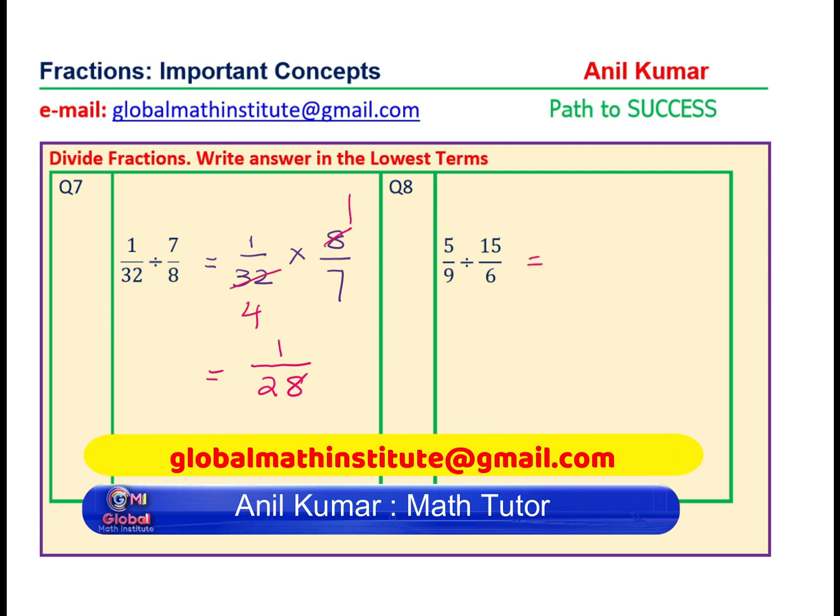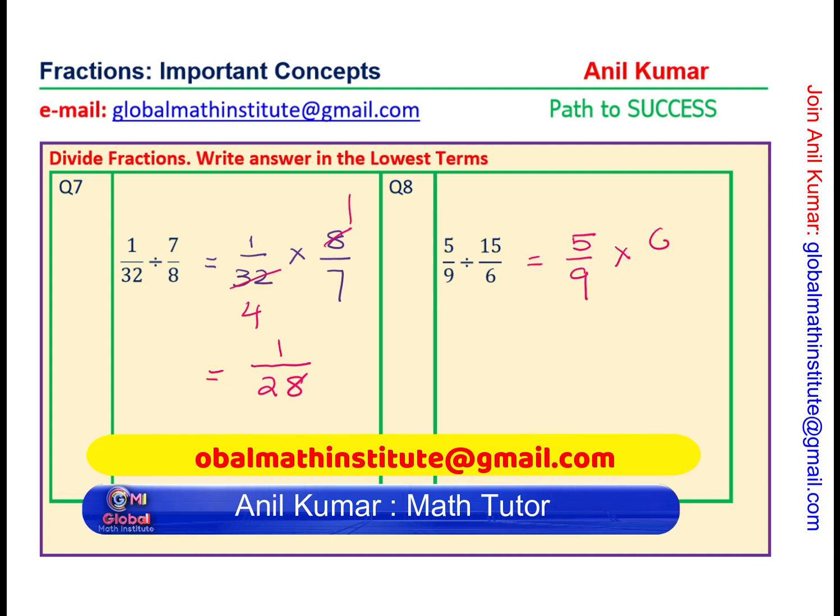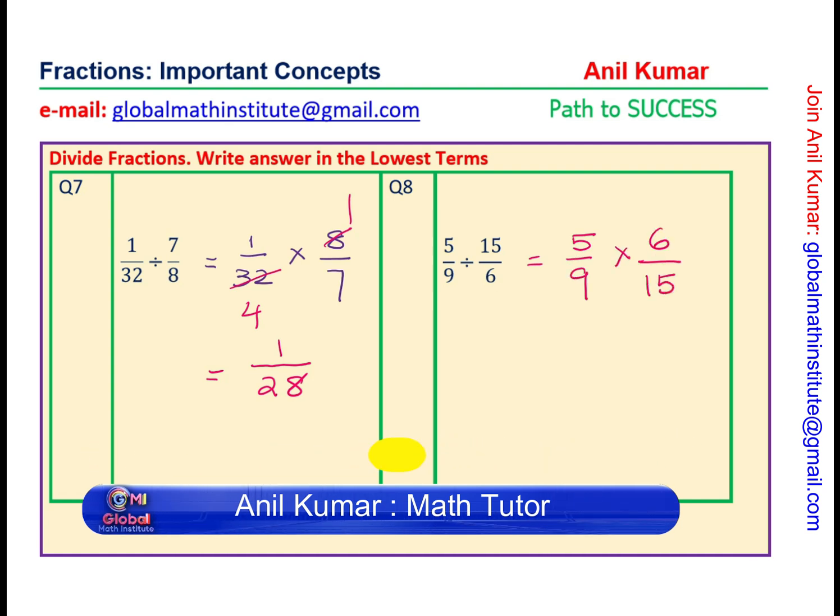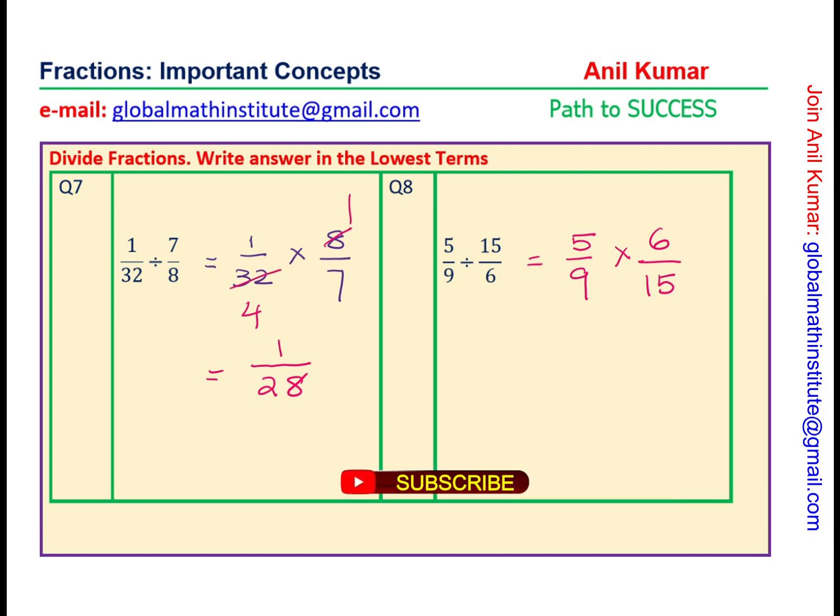Correct. 5 over 9 times 6 over 15. Flip it. And now you see 9 and 6. You can actually simplify dividing by 3. So we get 3 times 3 is 9, 3 times 2 is 6.